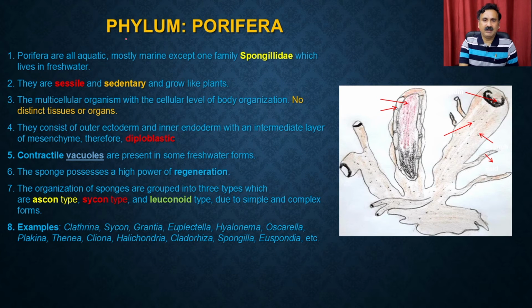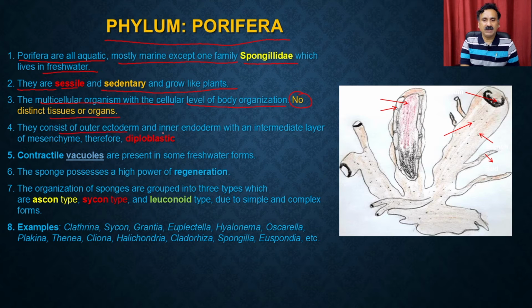The phylum Porifera are animals that are all aquatic, mostly marine, except one family called Spongillidae, which lives in fresh water. They are sessile, which means they don't move from place to place, they are sedentary and grow like a plant. They attach to a surface and then grow like a plant. They are multicellular organisms with a cellular level of organization, so there are no distinct tissues or organs.